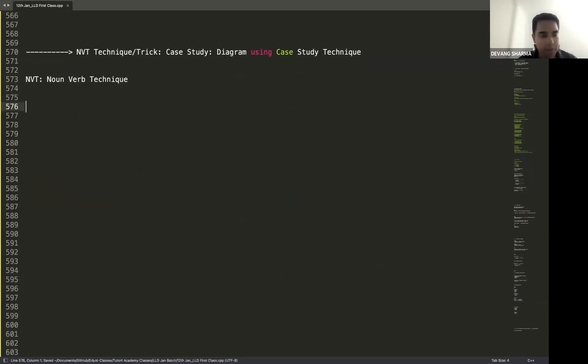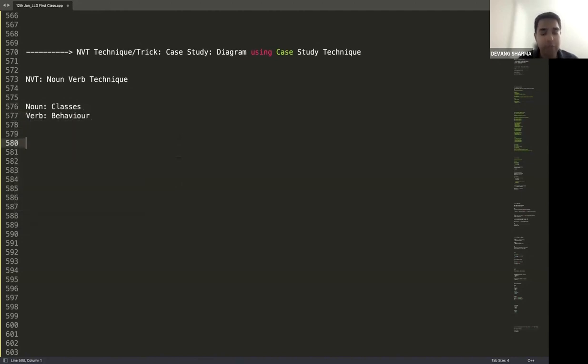What does the technique tell you? The technique is, wherever there is a noun, it's denoting a class. Wherever there is a verb, it's denoting a behavior. Okay, behavior or functions. So let's verify this with an example.